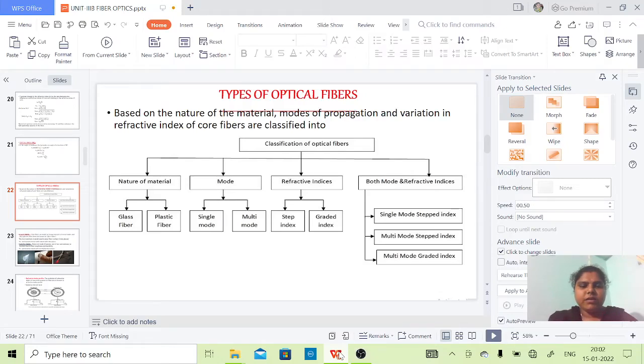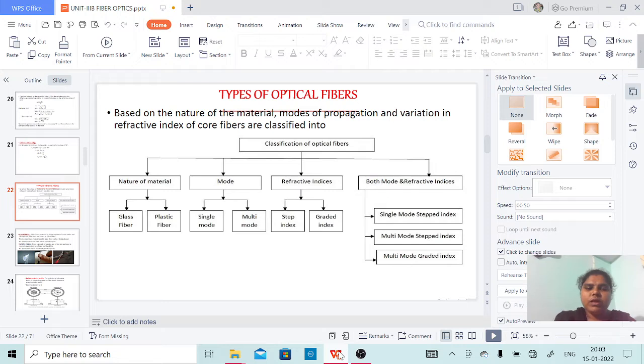In this topic, we are going to discuss types of optical fibers. Based on the nature of the material, modes of propagation, and variation in refractive index of core, fibers are classified. That means we are grading the fibers depending upon the nature of the material, modes of propagation, variation in refractive indices, and both mode and refractive indices.